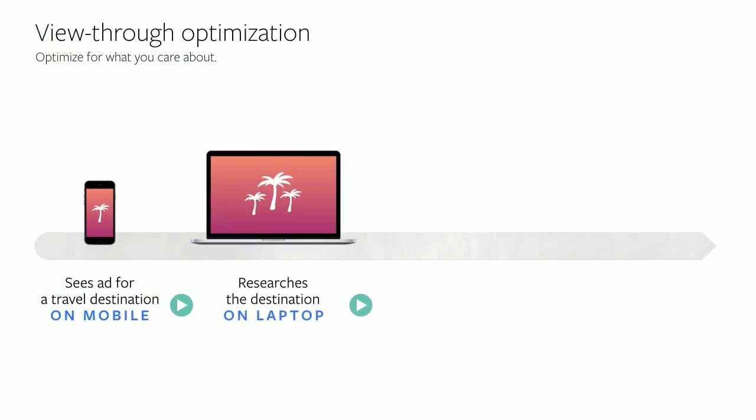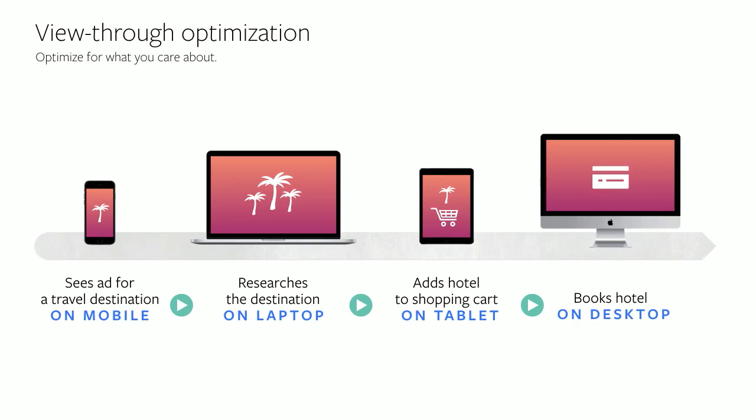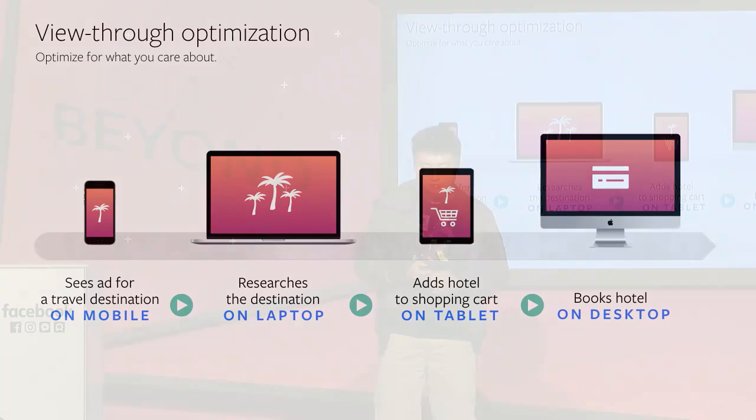Another update I'm really excited to talk about today is view-through optimization. This was actually inspired by the entertainment vertical, like I mentioned, but it's available for every other vertical as well. So the customer journey is messy and cross-device, and often begins with an ad view, not a click. Suppose a user sees a travel destination ad on her phone, and then she decides to research it on her laptop. She finally decides to add a hotel to her shopping cart on a tablet, and then she goes to her desktop to make the final purchase.